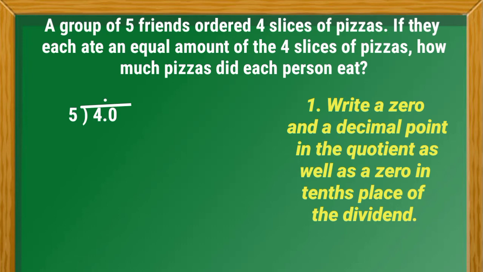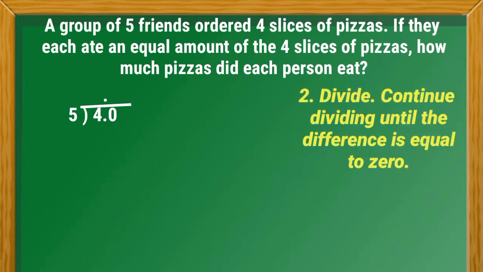And then you have to put the decimal point in your quotient directly above the decimal point in your dividend, like this. And then step number 2. Divide. Continue dividing until the difference is 0. So 40 divided by 5 is 8. Where do we put 8? So we are going to put 8 after the decimal point.